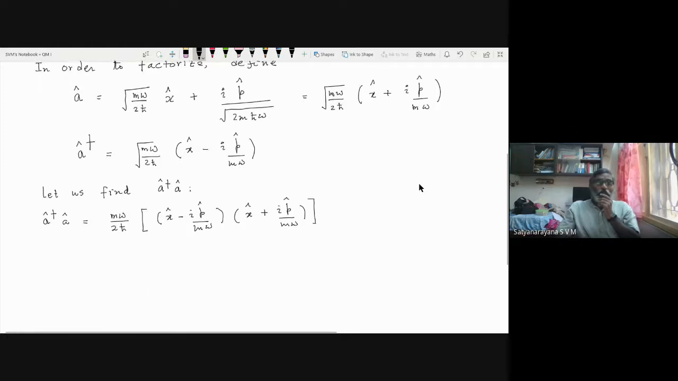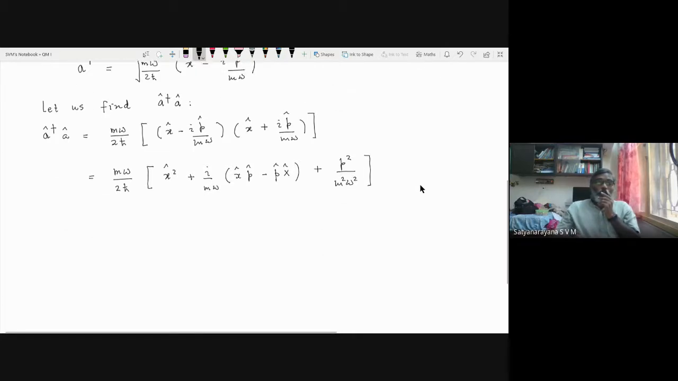So this is equal to M omega by 2 H bar into, I can write down, this is X square operator. And you can have cross terms, plus I by M omega into X operator, P operator minus P operator, X operator. These are cross terms. And then you have P square by m square omega square.